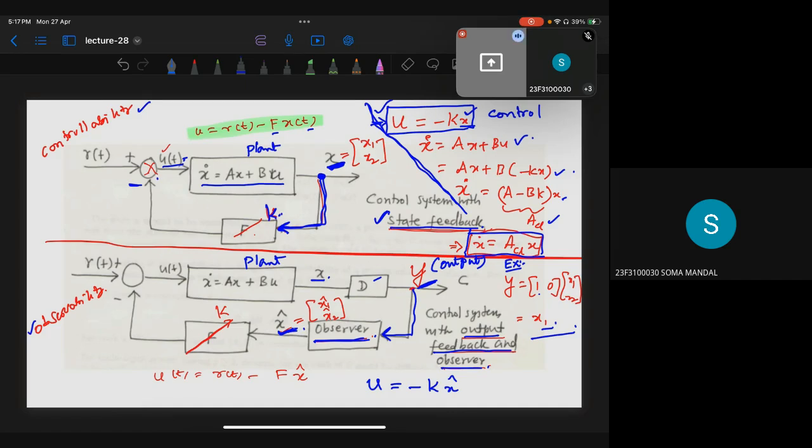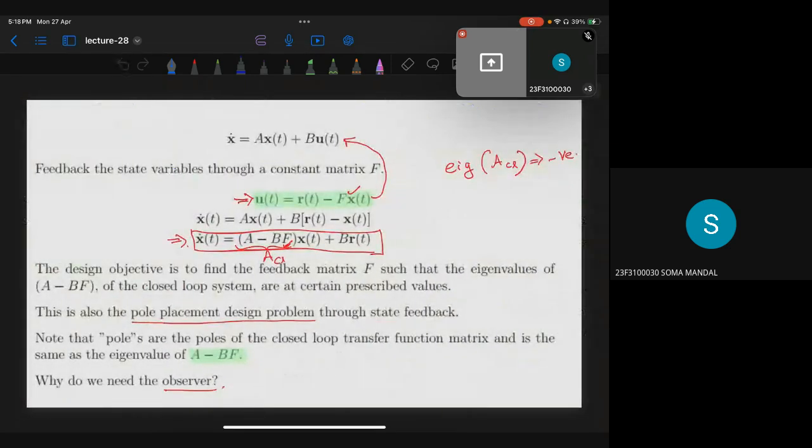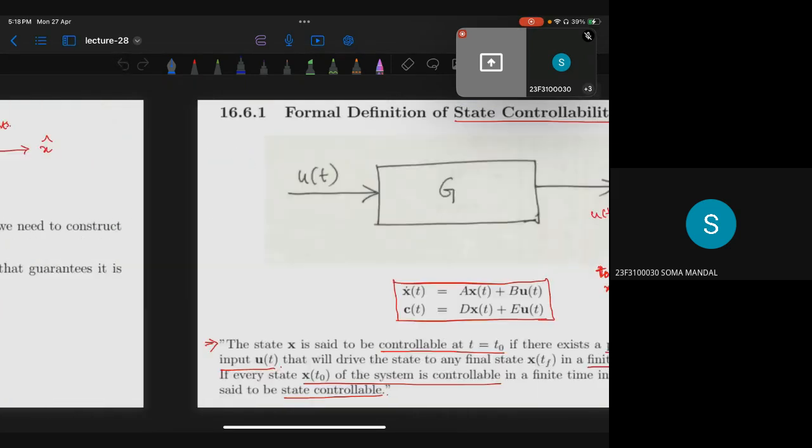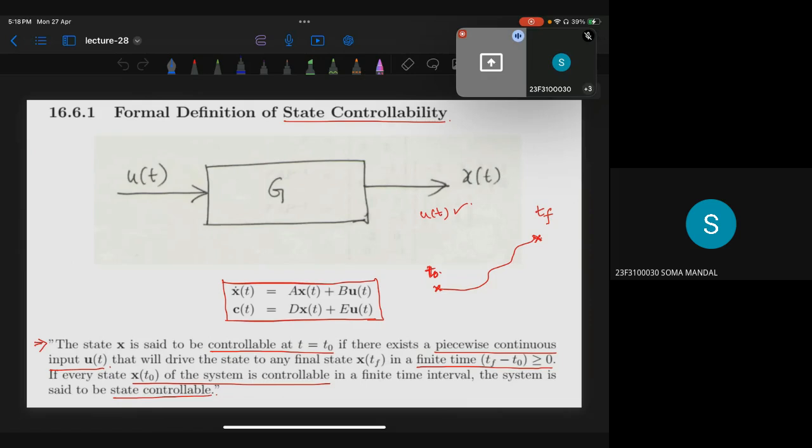Once you understand controllability and observability, you will understand more of these two images. So let me explain that one first, then we'll come back here later. First, state controllability, or simply controllability. This is the equation we have, the state equation and the output equation.